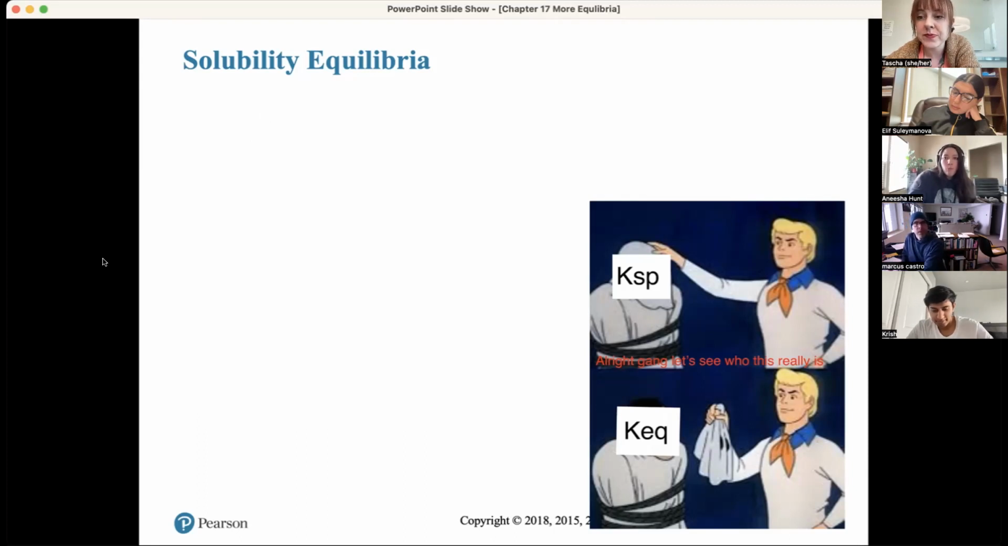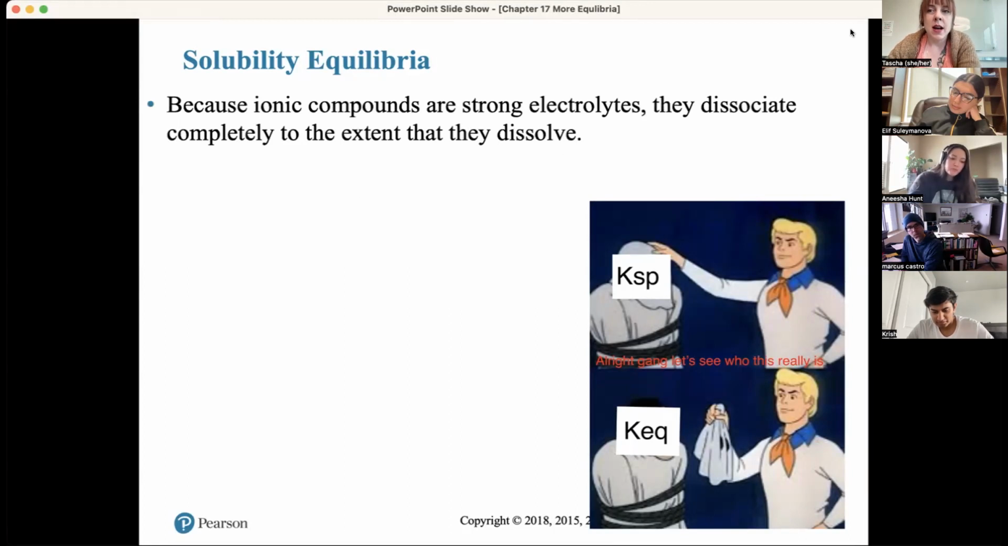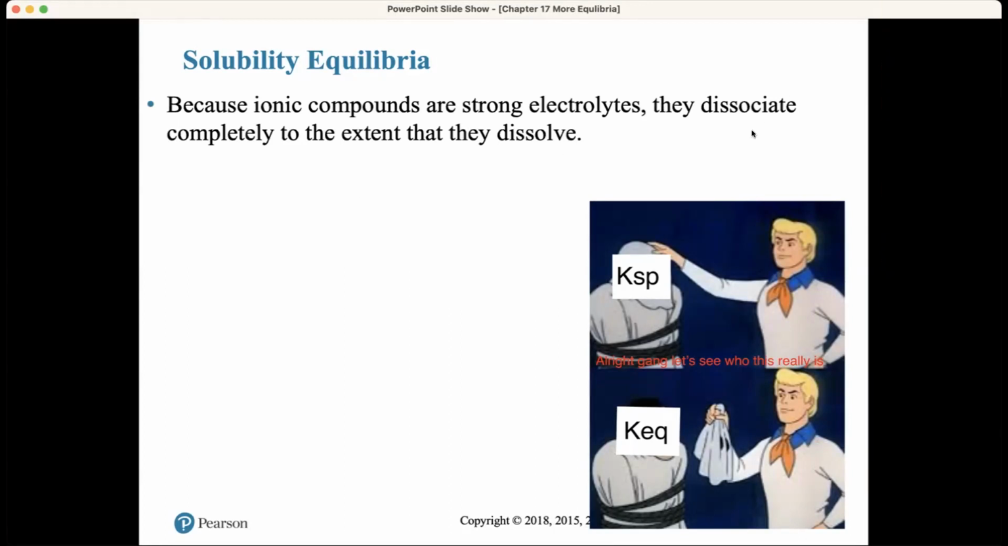Is that cool? Okay. So solubility, the cool thing is it's the same thing we've been doing with equilibrium. We've mostly been talking about acids, right? Acids and bases being, if they're strong acids, they completely dissociate. That's also a strong electrolyte, right? Because they're dissociating into ions. And ionic compounds are, by definition, kind of electrolytes. So they're going to dissociate as much as they possibly can.